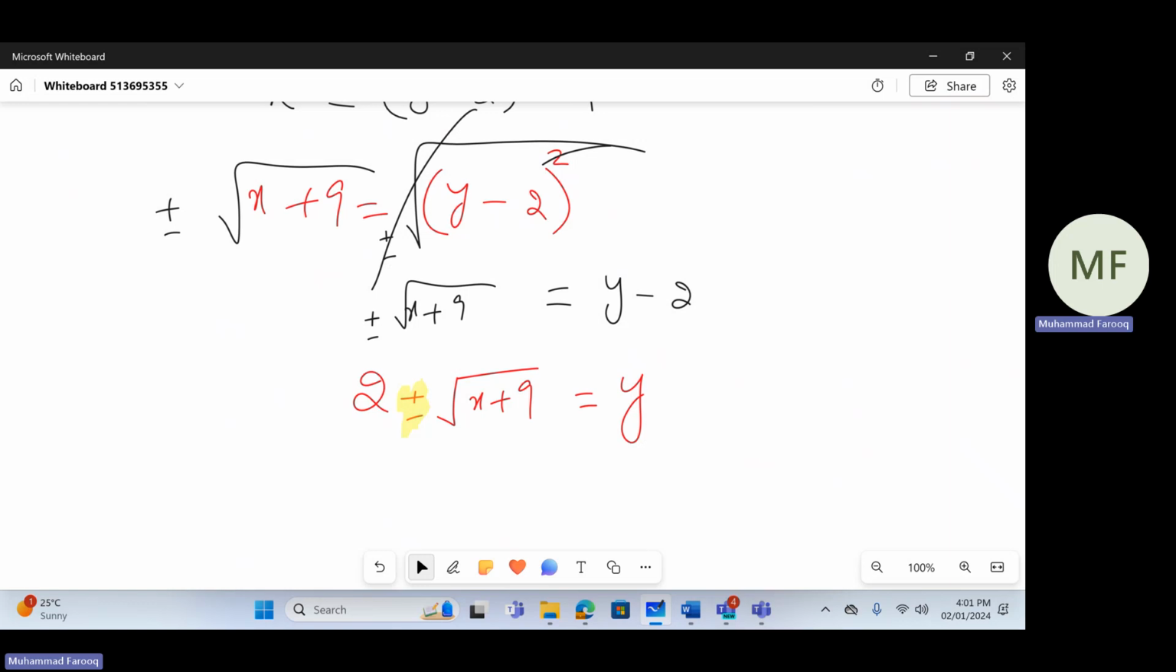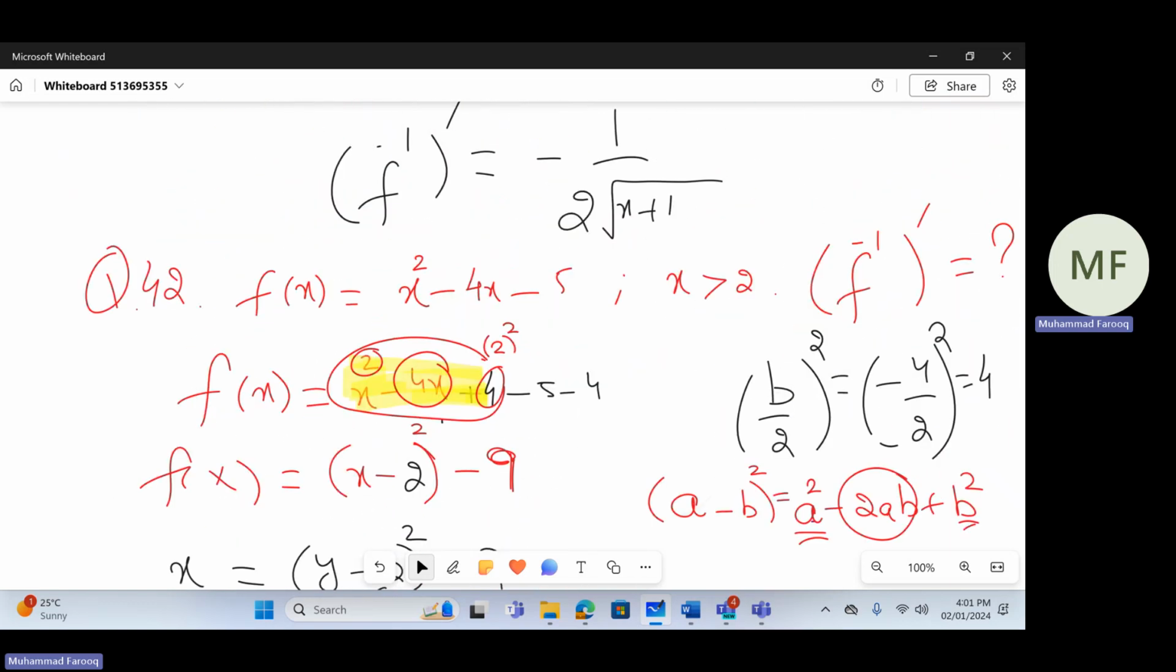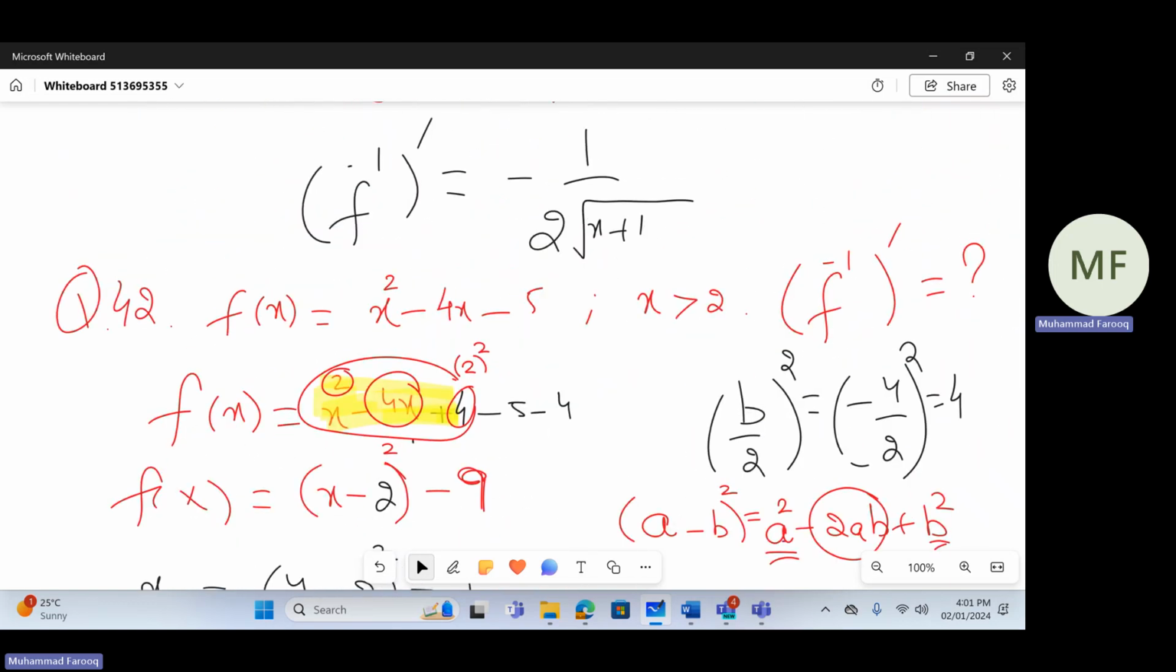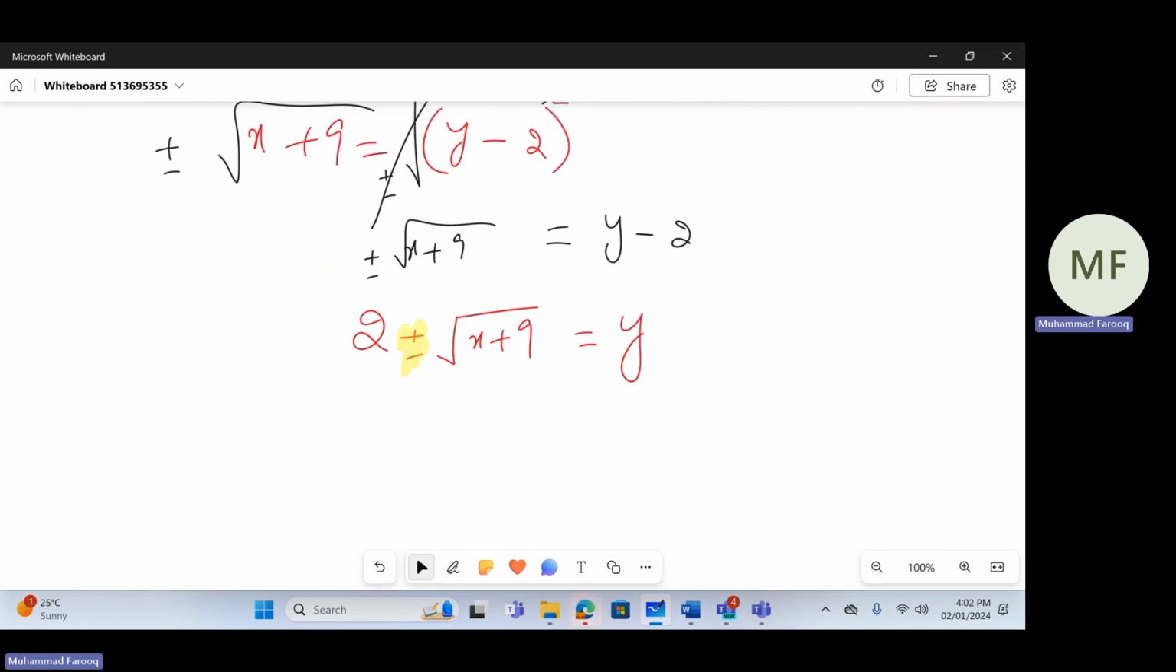So if you go back to the question, it says x greater than 2. In the inverse, it becomes y greater than 2. So we need the y answer to be more than 2. What should we do here? We add 2 or we subtract 2? We have to add. Then we get the answer more than 2.